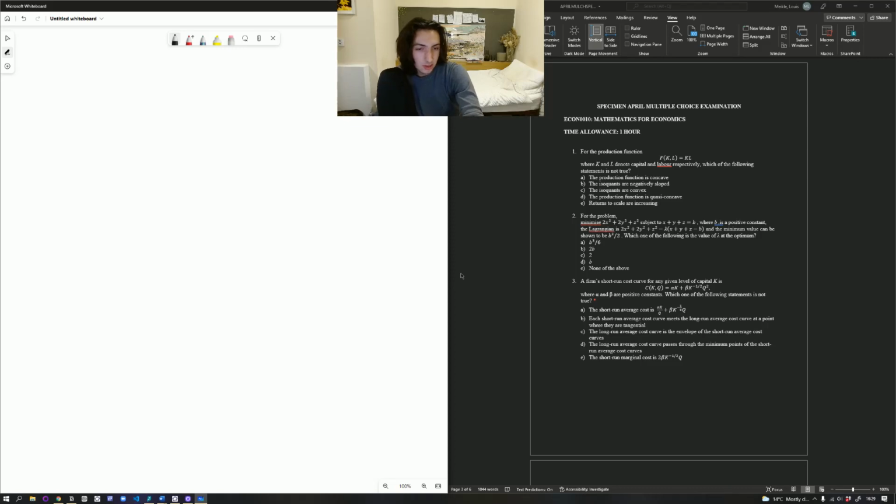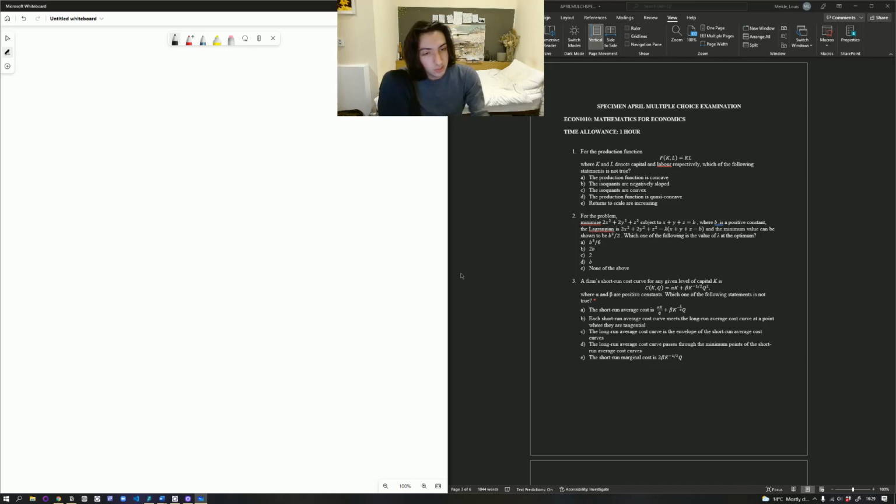A firm's short-run cost curve at any given level of capital K is cost equal to alpha k plus beta k to the power of negative a half q squared, where alpha and beta are positive constants. Which one of the following statements is not true? The short-run average cost curve is alpha k over q plus beta k to the power of half q. This is true, because we calculate short-run average cost by dividing the entire short-run cost curve by the quantity. So you have the short-run cost for each unit in there.